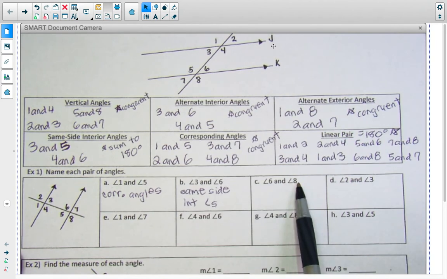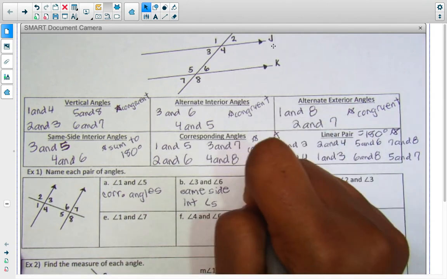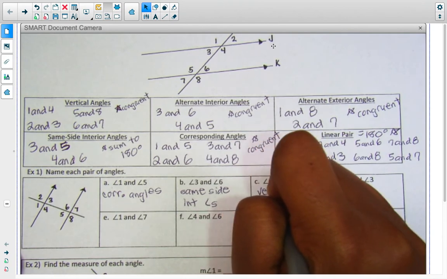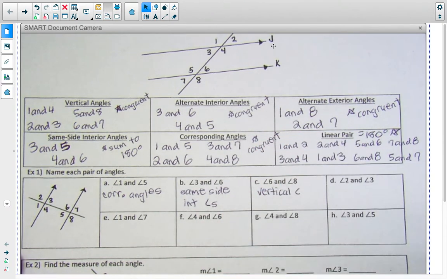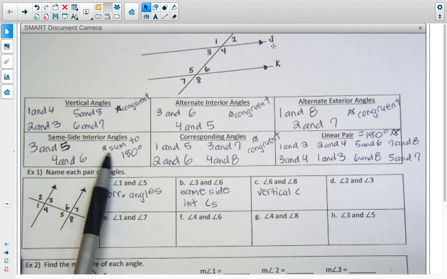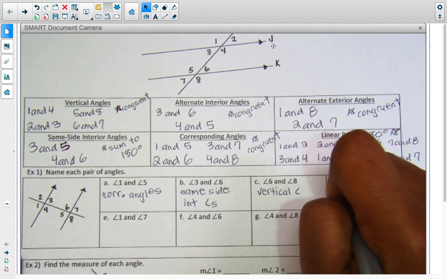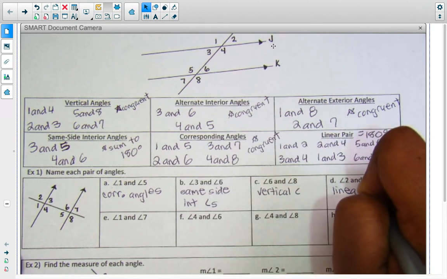Angle 6 and angle 8. So here's 6 and 8. Think of like an X. So 6 and 8, these are vertical angles. Vertical angles. 2 and 3. So here's 2 and 3 here. So 2 and 3 make a linear pair. One's exterior and one's interior, so it can't be a same side interior. So 2 and 3 make a linear pair. So when I add those two angles together, it would give me 180 degrees.